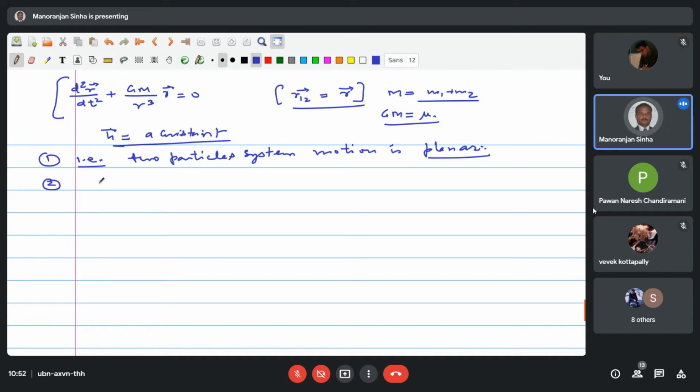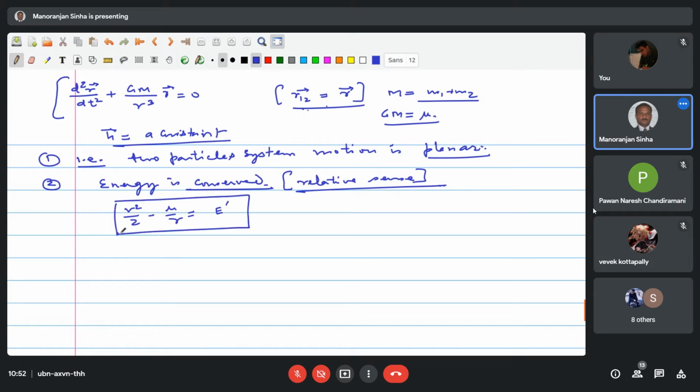Similarly, the second one was energy is conserved, but remember here in this case, because r is the relative distance, it is conserved only in a relative sense. This we are not writing in the absolute sense. The solution will appear as h²/2 minus mu by r equal to a constant. Energy is conserved in a relative sense.